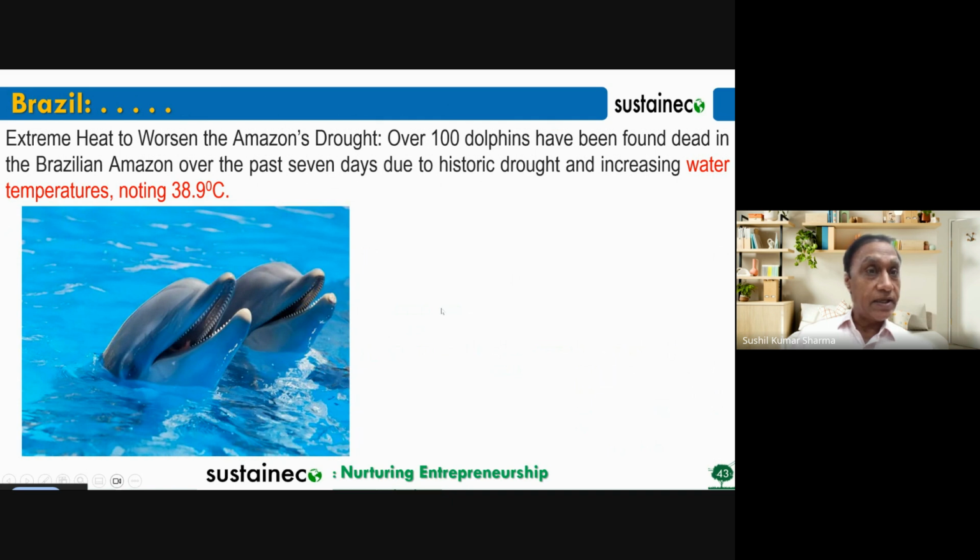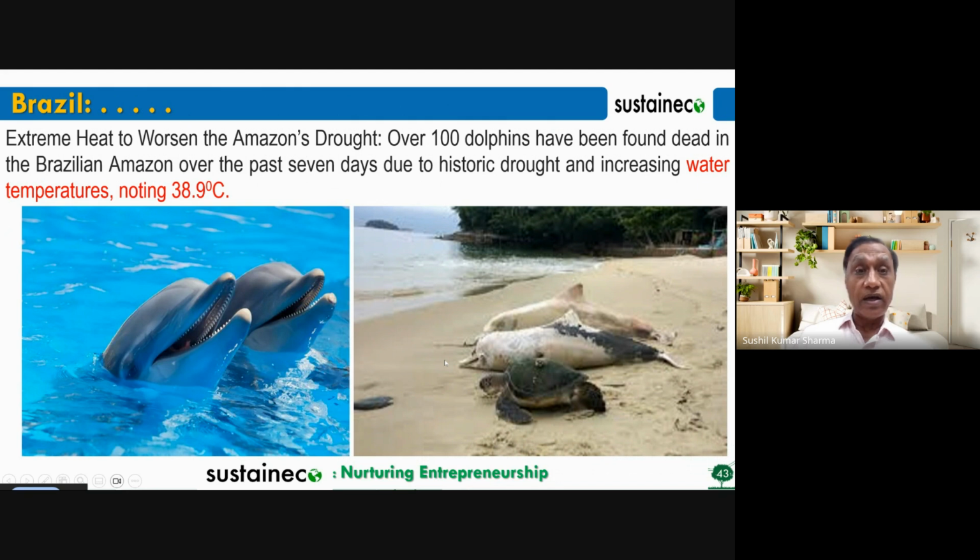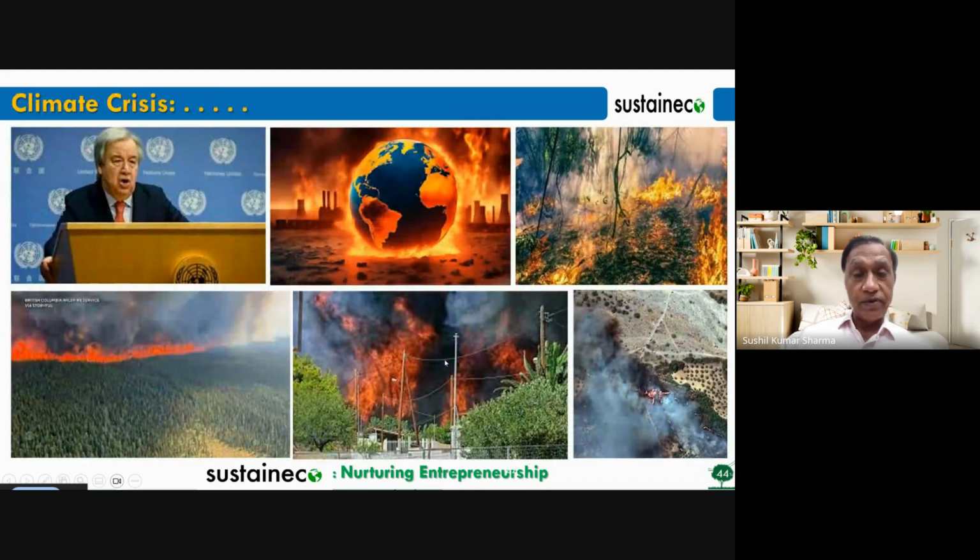Here is Brazil. Extreme heat is worsening the Amazon drought. Over 100 dolphins have been found dead in the Brazilian Amazon over the past 7 days due to historic drought and increasing water temperatures, which in fact reached 38.9 degrees centigrade. That is water body temperature. As a result, dolphins are dying. We have seen fishes dying in our place, dolphins are dying in Brazil.